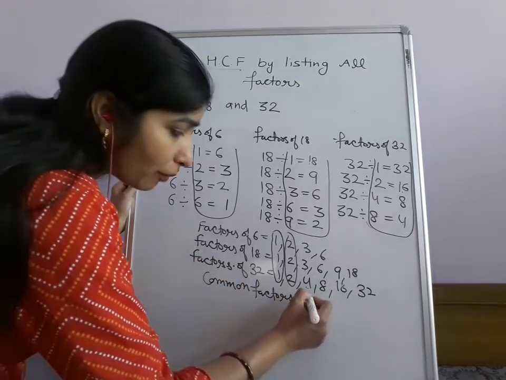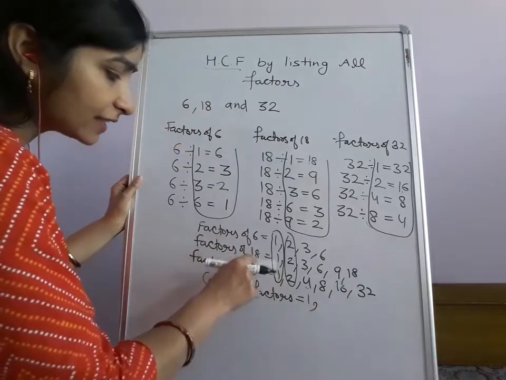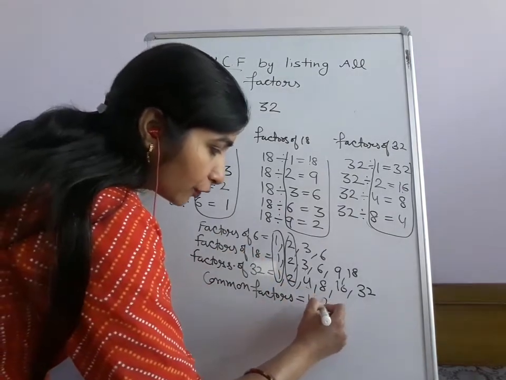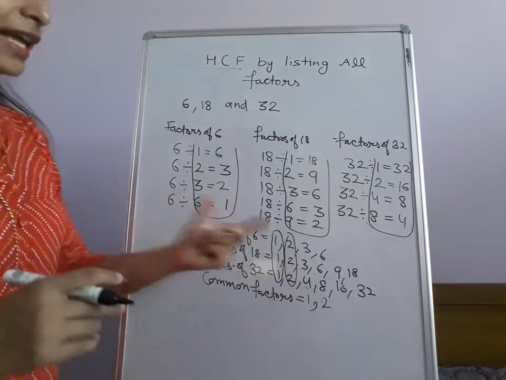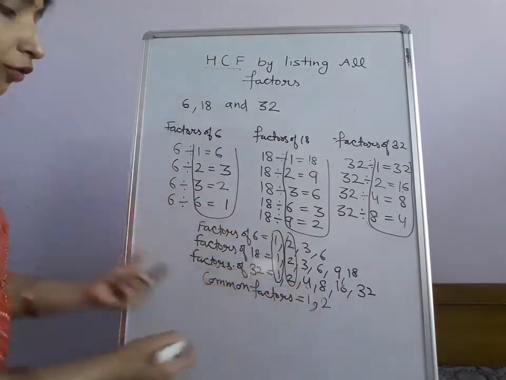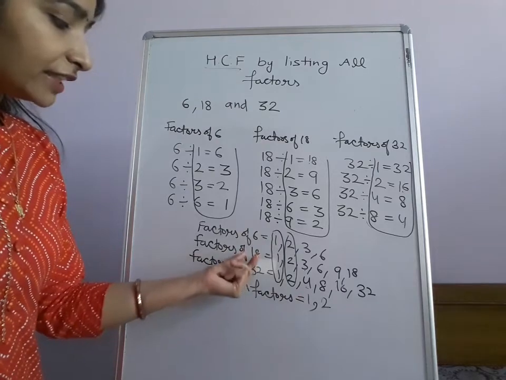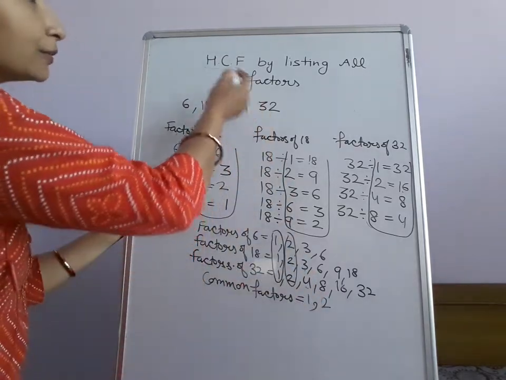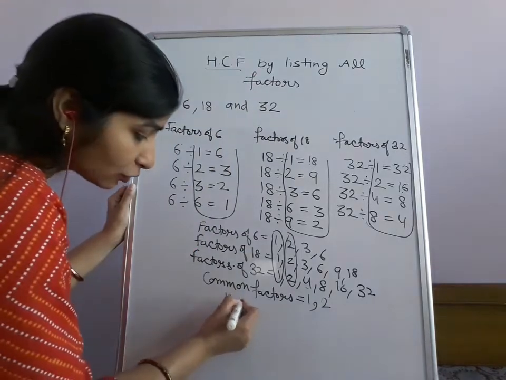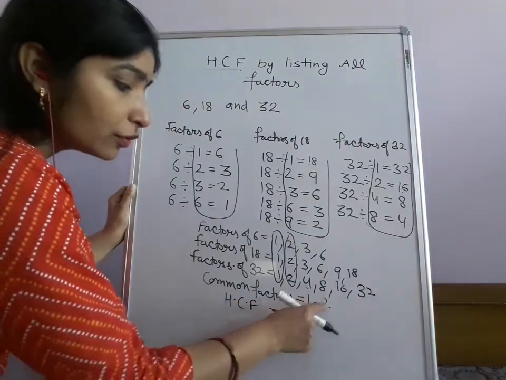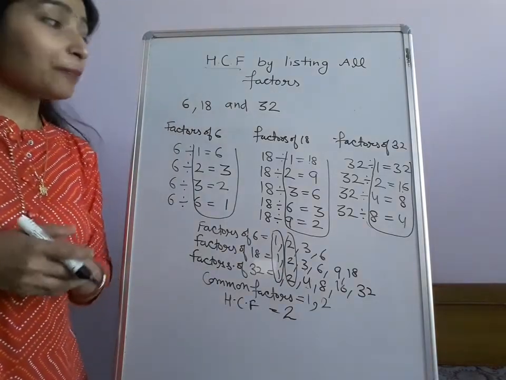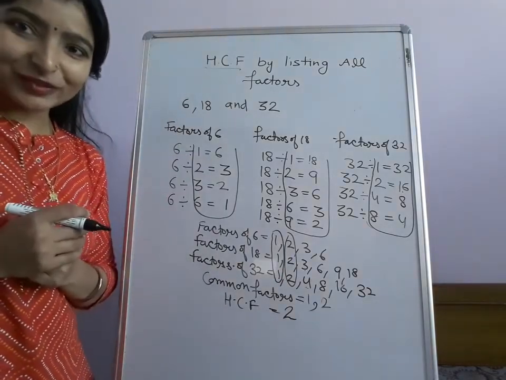So what are the common factors of 6, 18 and 32? 1 and 2. Nothing else is common. Now these are the common factors of 6, 18 and 32. Now you will choose the highest, because HCF is highest common factor. So 2 is the highest common factor. Okay, I hope this method is clear to you.